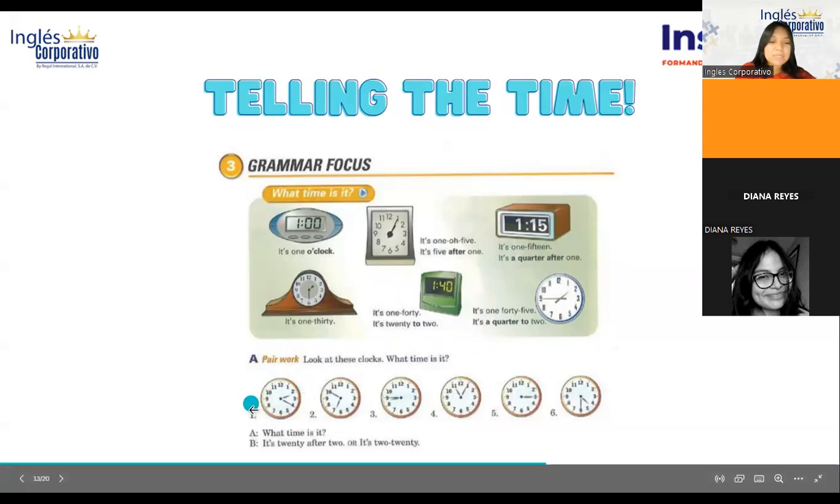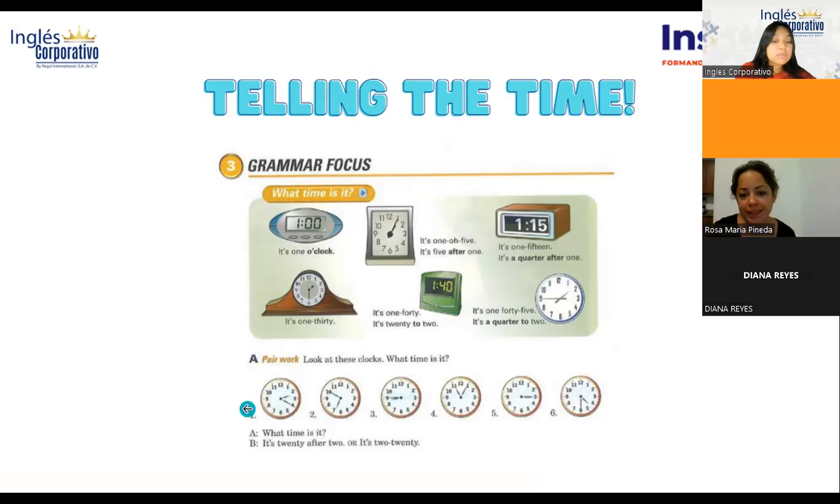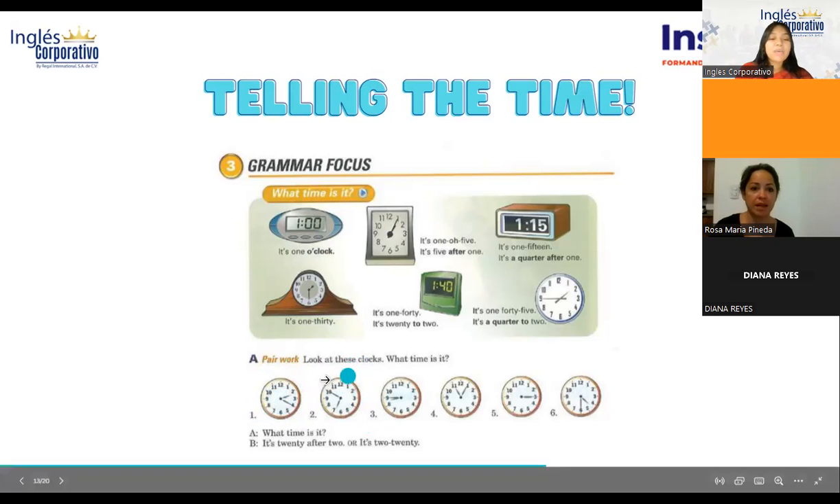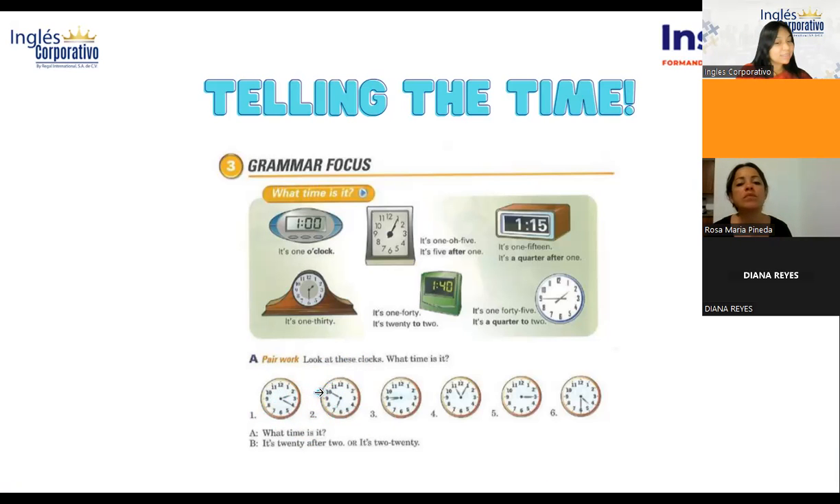Okay, number one, what time is it? 1:20? One past 2:20. I think that is 2:20. Mire la aguja. No, veía, perdón. Okay, don't worry. Yes, I know that is kind of a little right. Okay, what about number two? It's seven. Okay, it's 7:50. Yes, 50. What about this one?